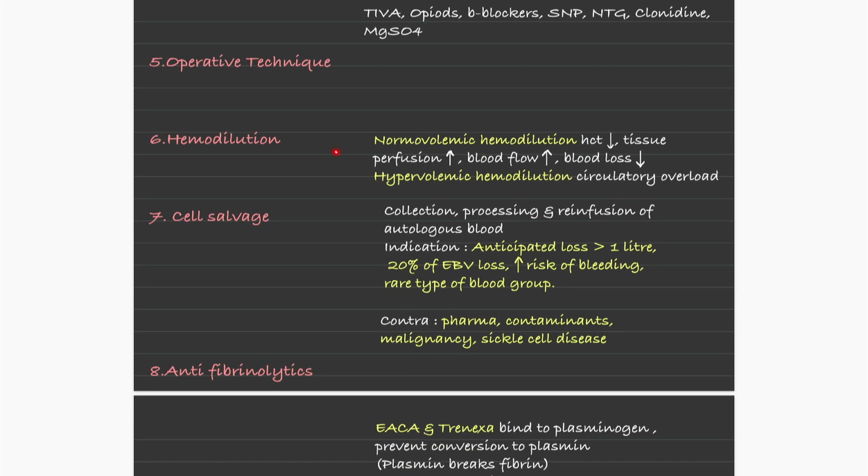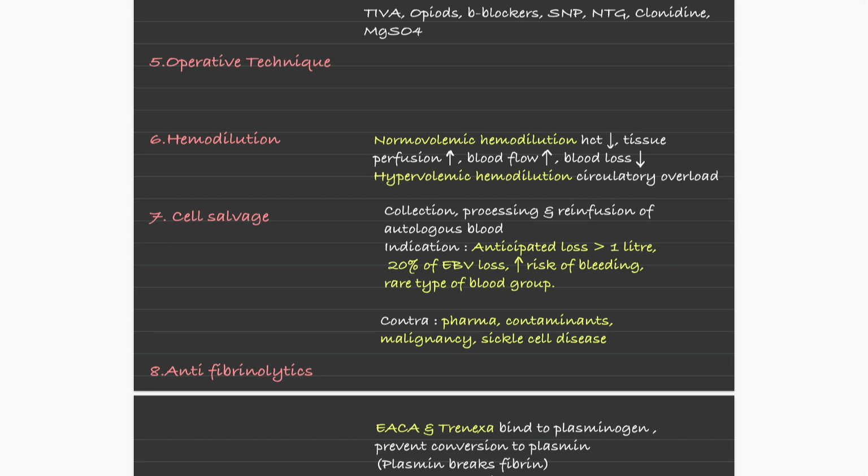Hemodilution. Hemodilution can be done as normovolemic hemodilution and hypervolemic hemodilution. Normovolemic hemodilution decreases hematocrit, decreases viscosity, tissue perfusion is increased, blood flow is increased, and blood loss decreases. Hypervolemic hemodilution might lead to circulatory overload, and we need to take care of it, and we have to be cautious in patients who have cardiac disease. Cell salvage is a technique for conservation of blood. It collects blood, processes it, and reinfuses it into the patient himself.